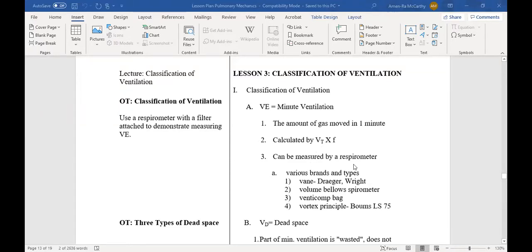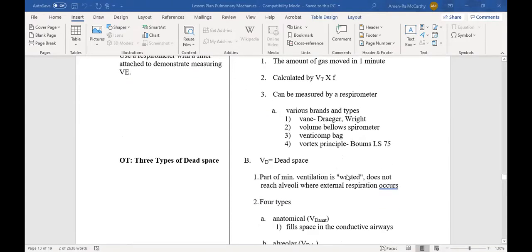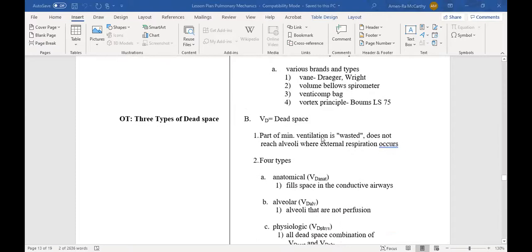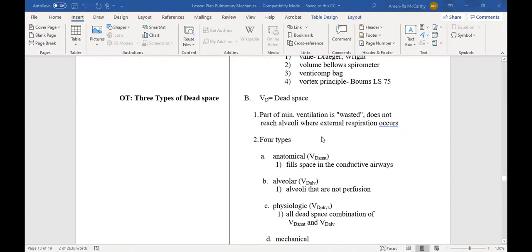All right, now we have to break it down. Let's break down that ventilation. Minute ventilation is the movement of gas throughout the whole lung in a minute, right? However many times you breathe that minute. So now we have to break down the types of ventilation. We have dead space ventilation and we have alveolar ventilation, okay? I want to show you the difference.